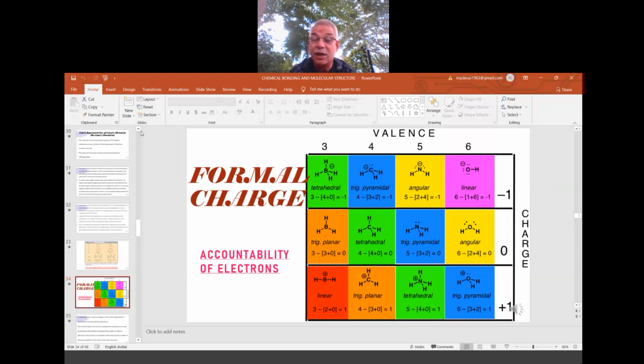Just kindly go through the colorful chart. It will tell you how to calculate the formal charge, how to know how much formal charge is there.